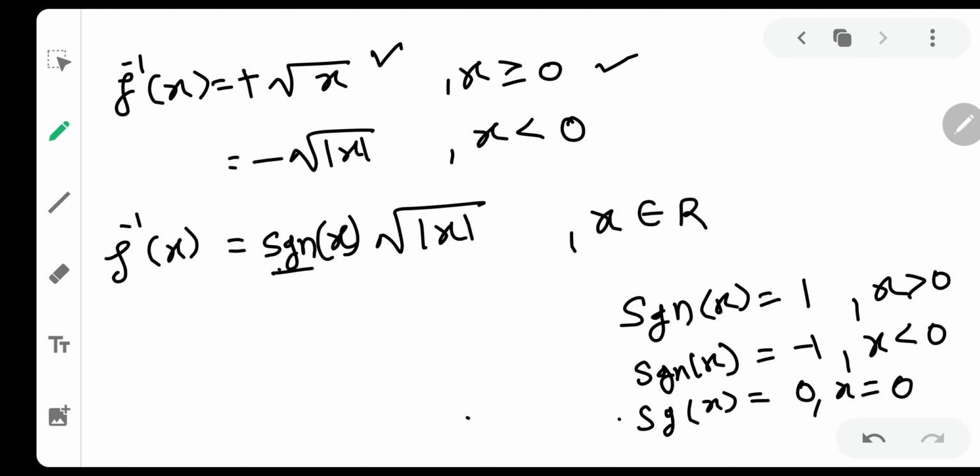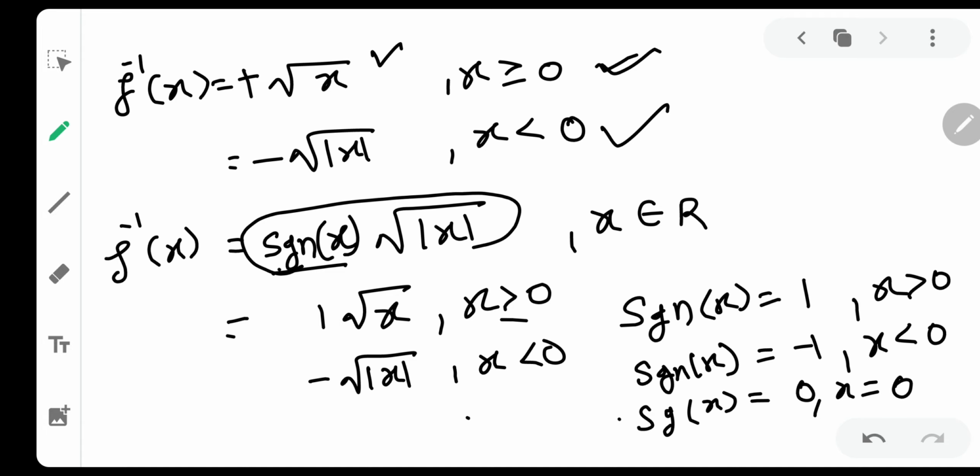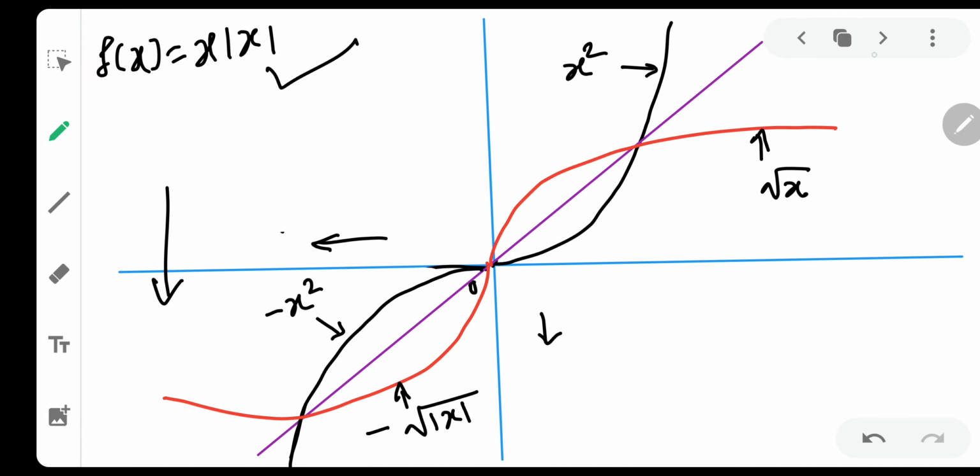So when I use sgn x, what happens if x is positive? It will be positive, root of mod x will be root x, right? When x is positive or equal to 0, it is 1 times root x, and when x is less than 0 it will be minus root of mod x, because inside the root I have to put mod. See, the same graph I am getting. Hence sgn x times root of mod x will be the inverse of the function x mod x.